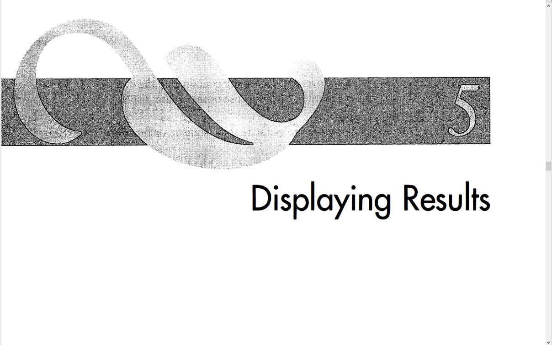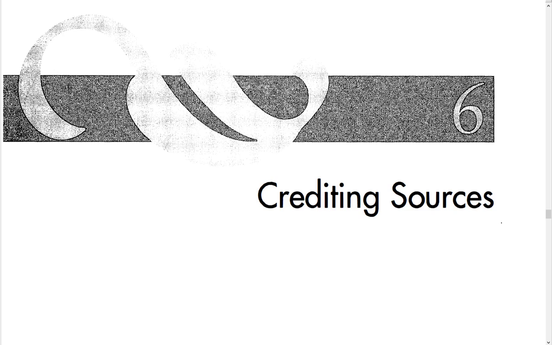Chapter 5 is all about displaying results. And this is basically, hey, you have research results. How do we actually show those? Chapter 6 gets into more along the lines of what most people think of when they think of the style manual, which is how do we credit sources? How do we cite things using in-text citations?